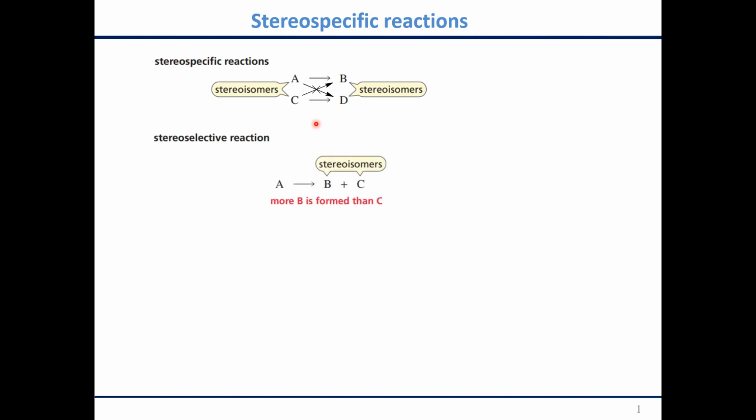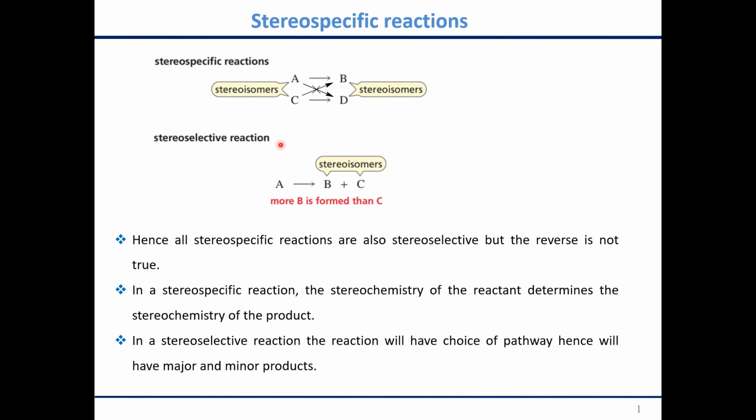In a stereoselective reaction, what will happen? Formation of only one product as major, the other one will be the minor. For example, you see A forms B and C stereoisomers, but B forms more than C, so we can consider this reaction a stereoselective reaction. We can say all stereospecific reactions are stereoselective reactions, but all stereoselective reactions are not stereospecific reactions.